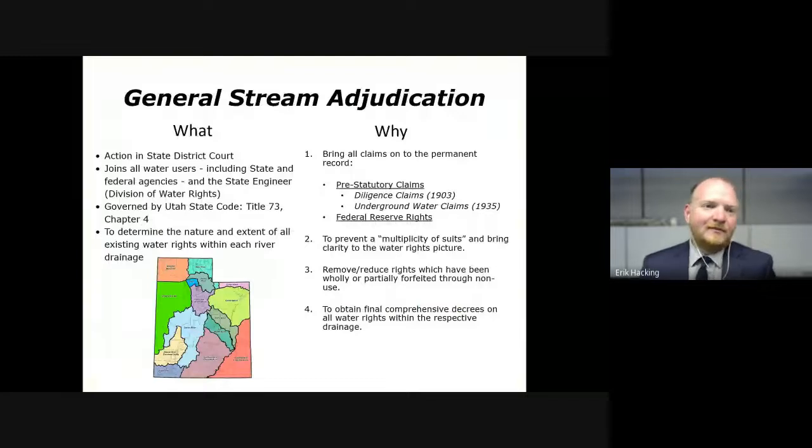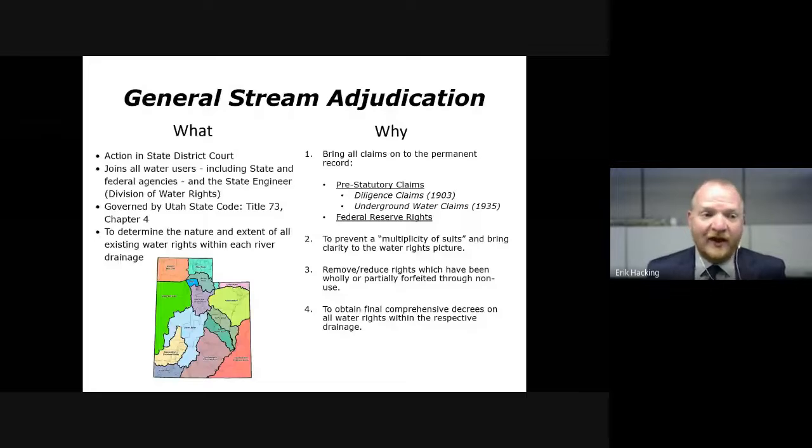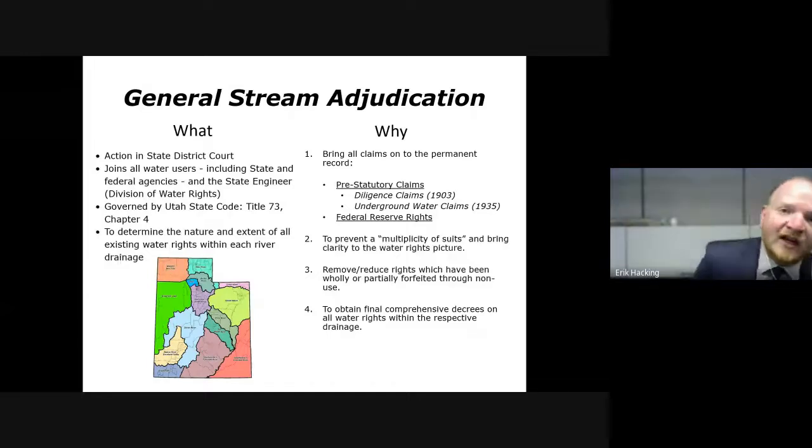So what is a general stream adjudication? The general stream adjudication is an action in the state district court that joins all water users together, including state and federal agencies and the state engineer. It's governed by Utah State Code Title 73, Chapter 4. Its purpose is to determine the nature and extent of all existing water rights within each river drainage. The way I like to think about this is it's a census.